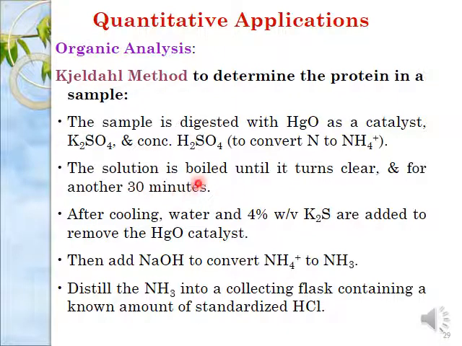Then we stop the source of heat and let it cool down. After cooling, water and 4% weight per volume potassium sulfide are added. This is to remove the mercury oxide catalyst. And then sodium hydroxide is added to convert the ammonium ion to ammonia. This ammonia is distilled into a flask containing a known amount of standardized hydrochloric acid.